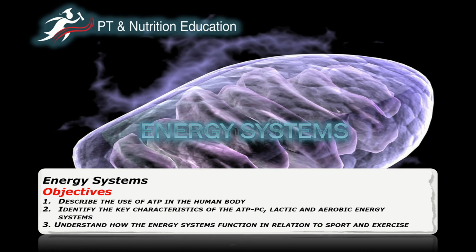So if we revisit the objectives which we identified at the start of the lesson, we can see now that we've identified and described ATP, adenosine triphosphate, within the human body. We've looked at the key characteristics of the three energy systems, which are the ATP-PC system, the lactic acid energy system, and the aerobic energy system. And we've also understood, hopefully, how these energy systems function in relation to different sports, exercise, and of course intensities and durations and so on.